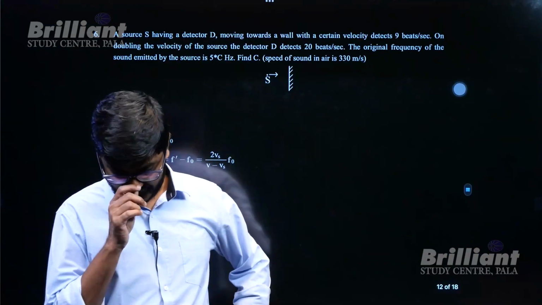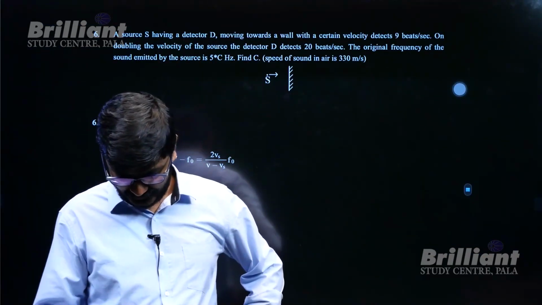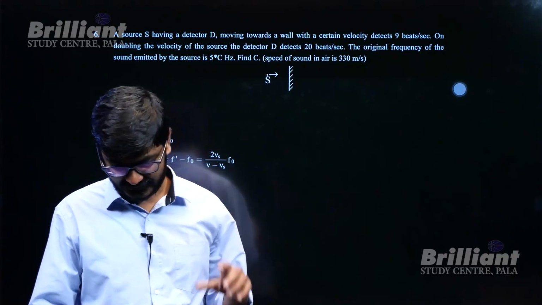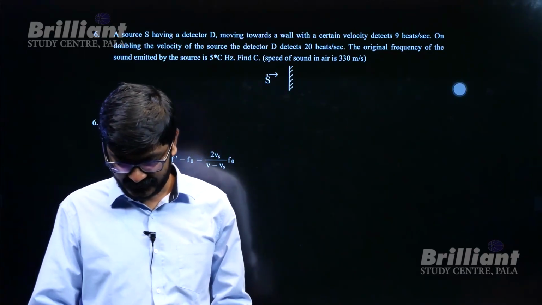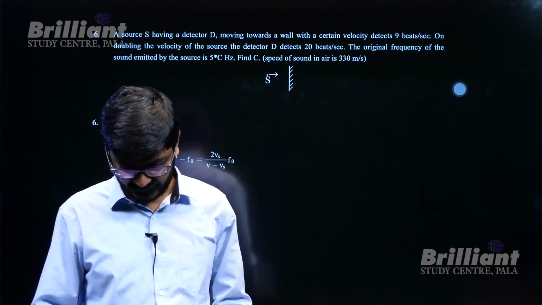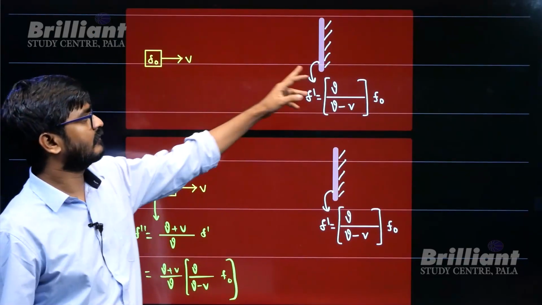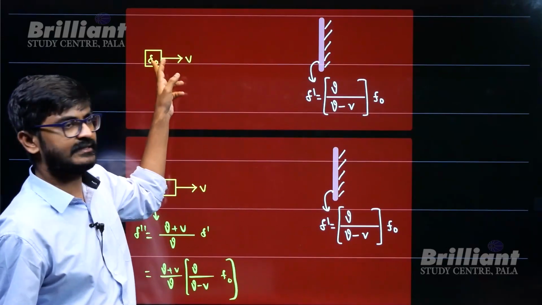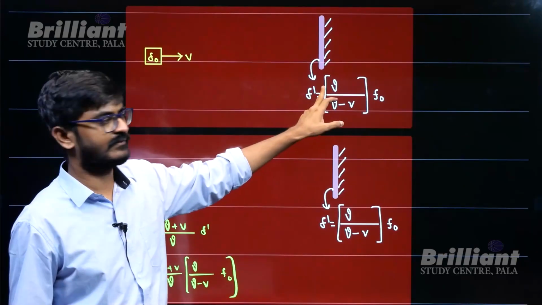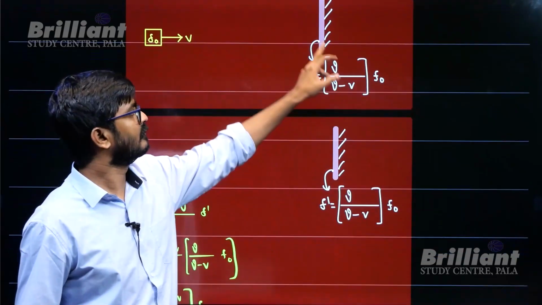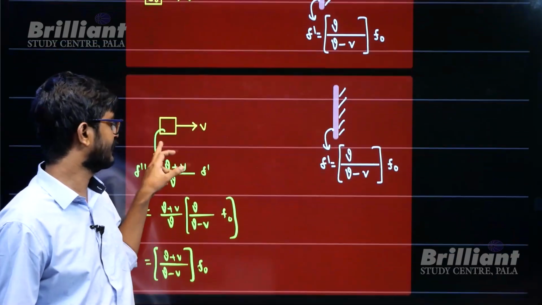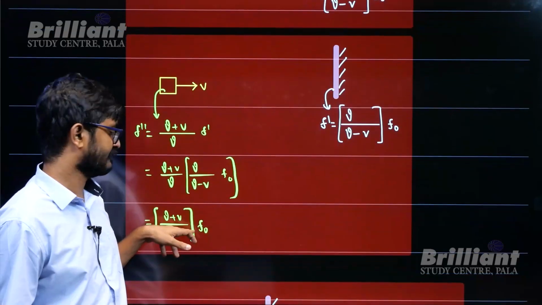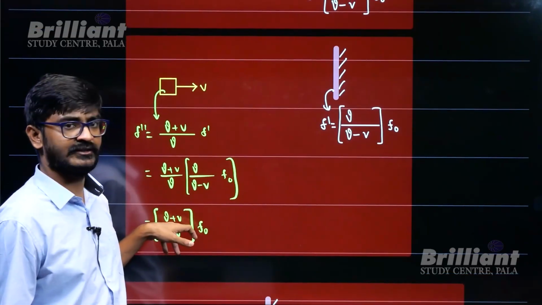A source having a detector D moving towards a wall with certain velocity detects 9 beats per second. On doubling the speed, it is detecting 20 beats. The original frequency we need to find. When there is a source moving and the wall stationary, it will be emitting some frequency f0 and the wall will be listening to some other frequency, which is this much. Now due to reflection it will be emitting this frequency. Now that frequency will be heard by this guy as some other frequency. So this is the final frequency he will be hearing.